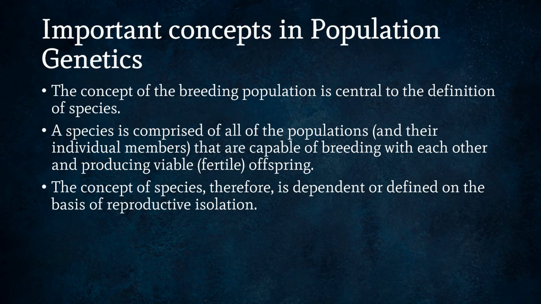Continuing on with important concepts in population genetics. The concept of the breeding population, or the deme, is central to the definition of species. A species is comprised of all of the populations and their individual members that are capable of breeding with each other and producing viable, fertile offspring. So that is important. If there's some sort of hybrid between two populations that is not fertile, that means that they are not reproductively compatible, because those genes can no longer be passed on. So if two individuals in a group can interbreed and produce fertile offspring, they are members of the same species. The concept of the species is dependent on or defined by the basis of reproductive isolation. So if they're not reproductively isolated, if they can reproduce and produce fertile offspring, they belong to the same species.